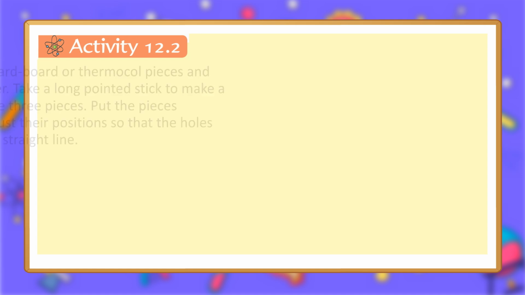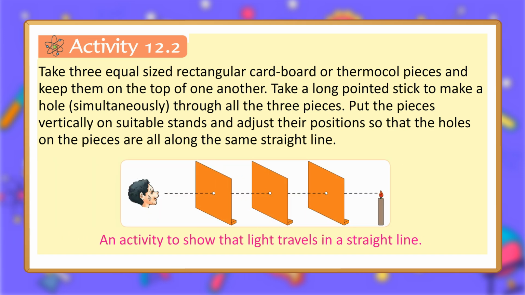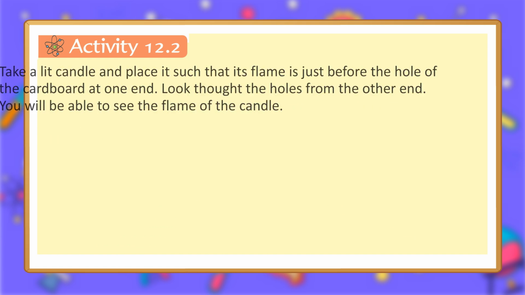Activity 12.2. Take 3 equal-sized rectangular cardboard or thermocol pieces and keep them on top of one another. Take a long pointed stick and make a hole, simultaneously, through all the 3 pieces. Put the pieces vertically on suitable stands and adjust their positions so that the holes on the pieces are all along the same straight line. An activity to show that light travels in a straight line.